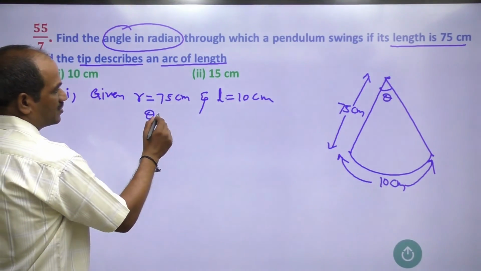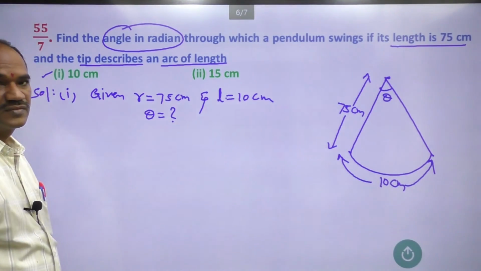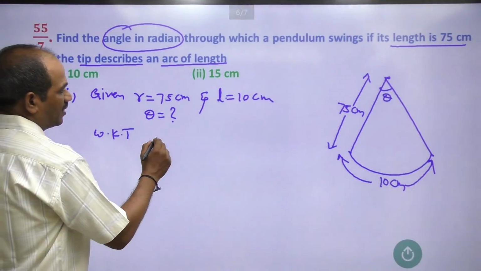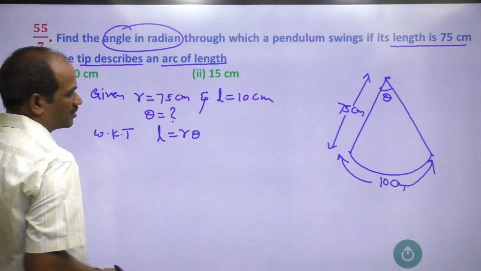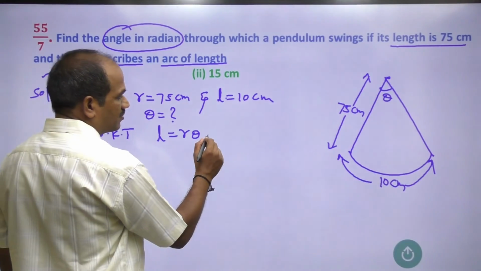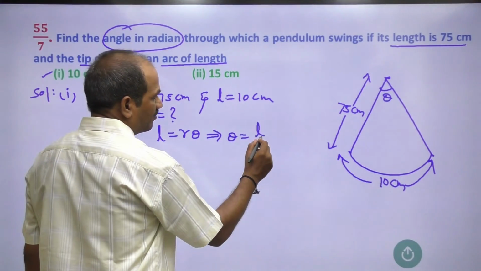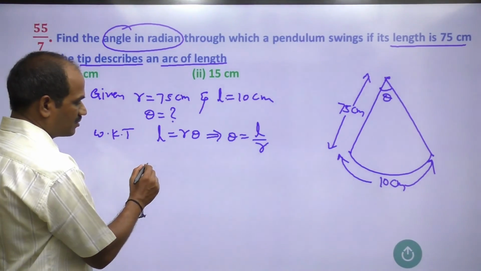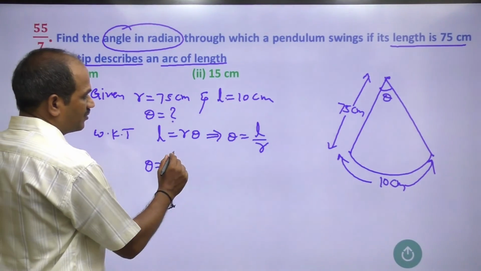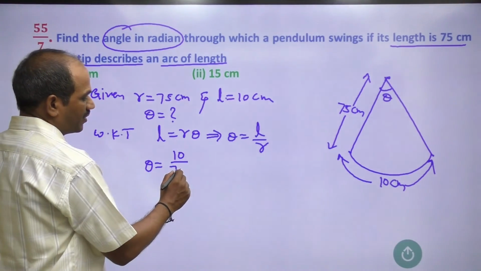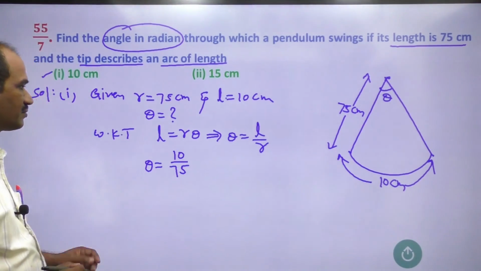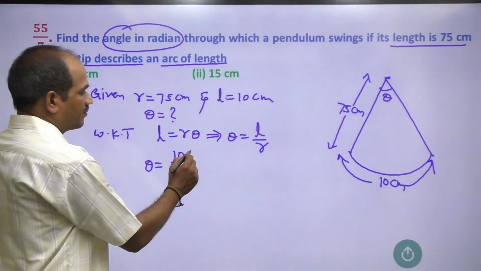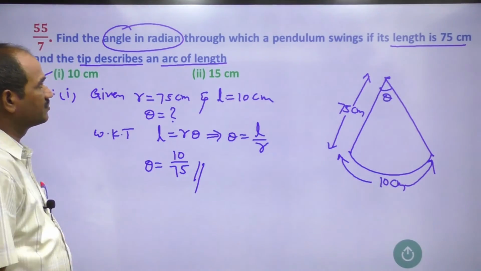So we calculate theta. We know that L is equal to r theta. So theta is equal to L by r. Replace these values: theta is equal to L value 10 by r value 75. So 10 by 75 radians. This is the final answer.